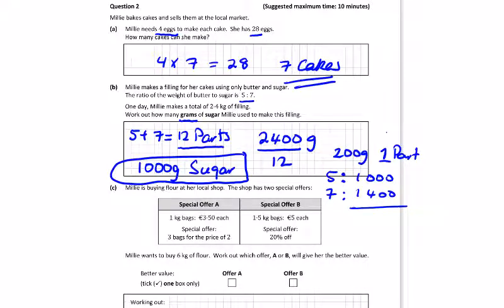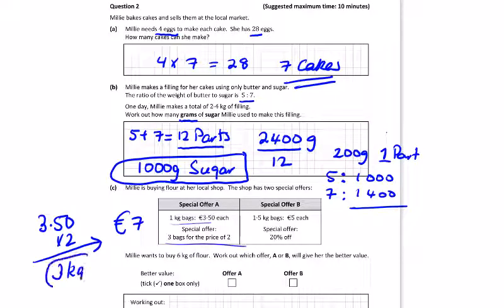Now, Millie's buying flour at our local shop. 2 special offers. 1 kilo bags, $3.50 each, or 3 bags for the price of 2. So the price of 2 here would be €7. Not €2, I'm thinking 2 by 350, €7. Write down where that comes from. 350 by 2 is your €7. And she's going to get 3 kilos.